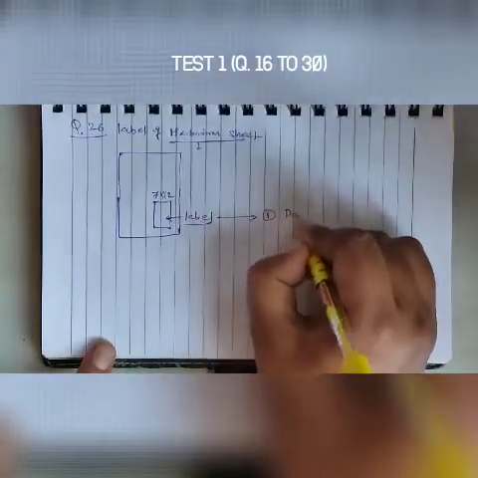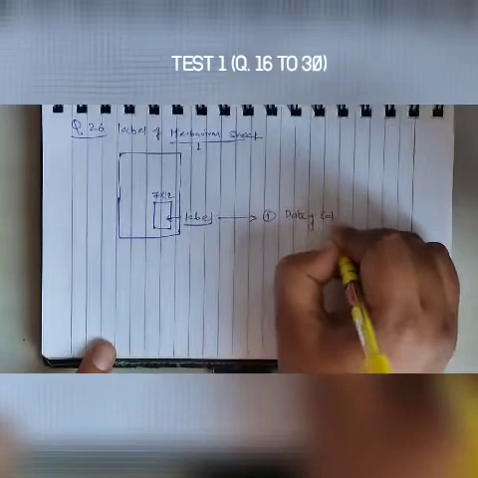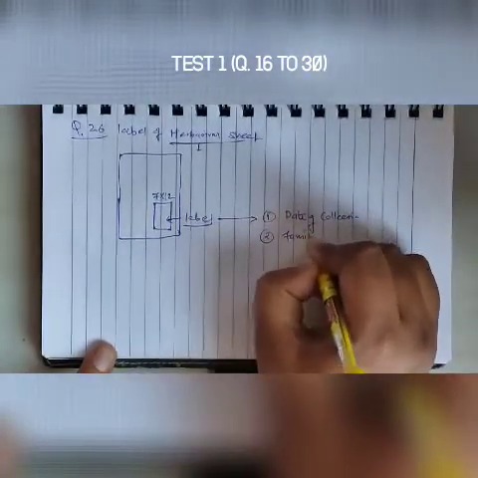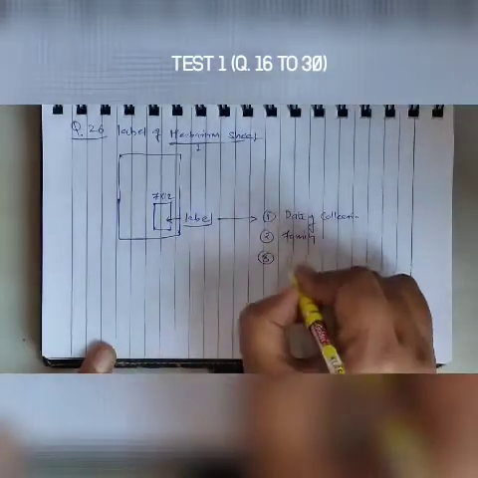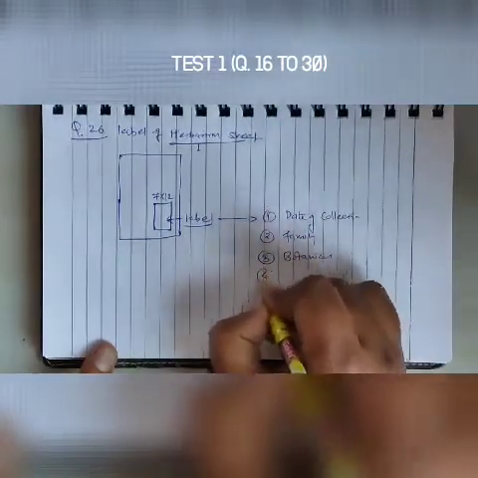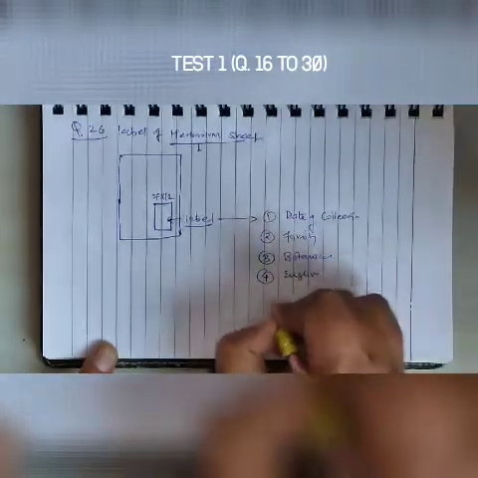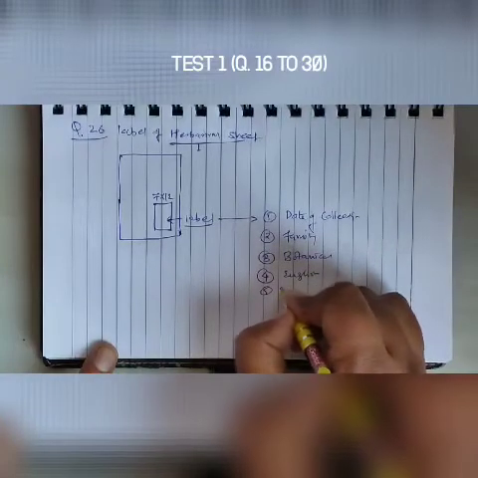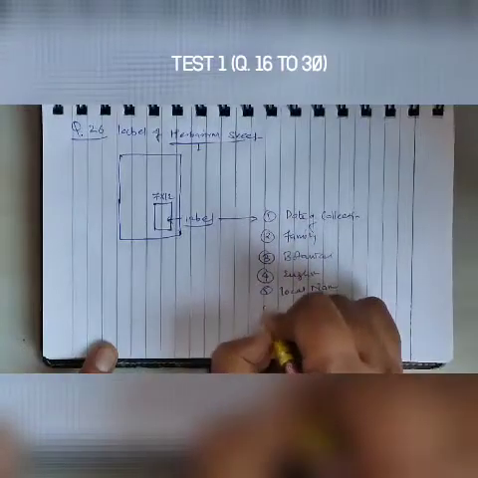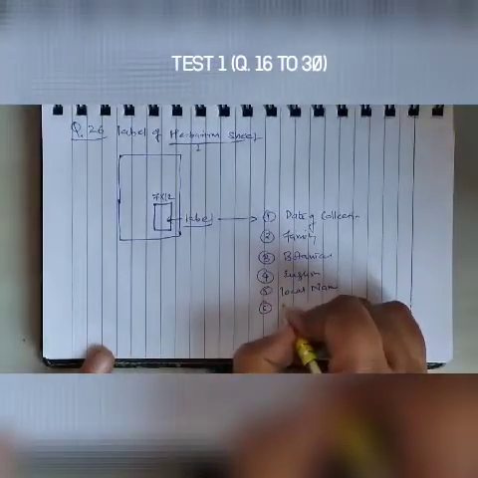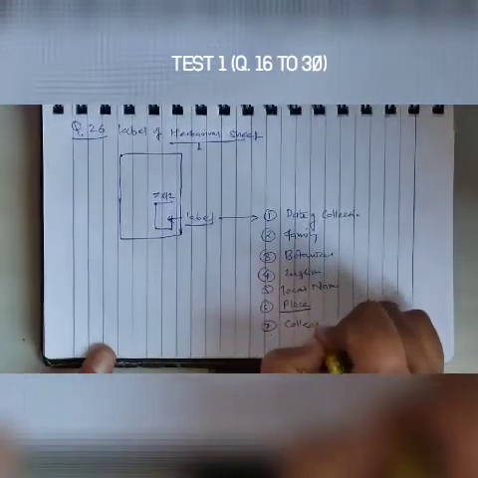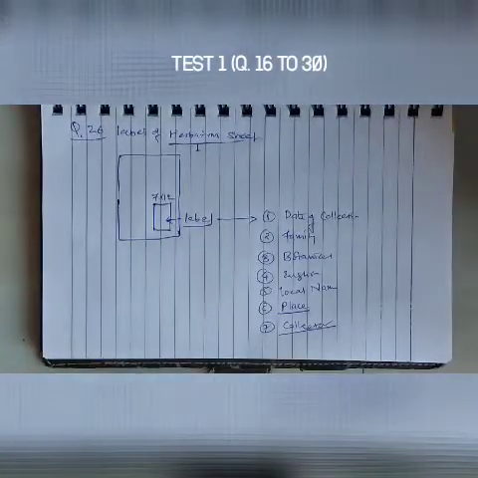One is date of collection. Second, the family name of a plant. Number 3, botanical name. Number 4, English name. Number 5, local name. Number 6, place of collection. And number 7, collector's name, the person who has collected the particular plant specimen.